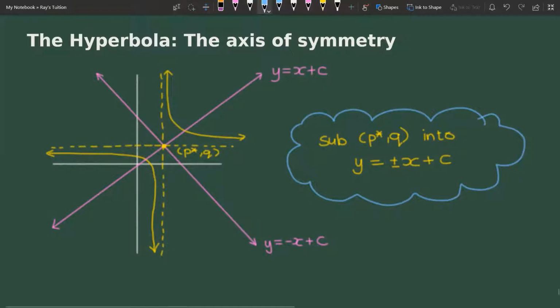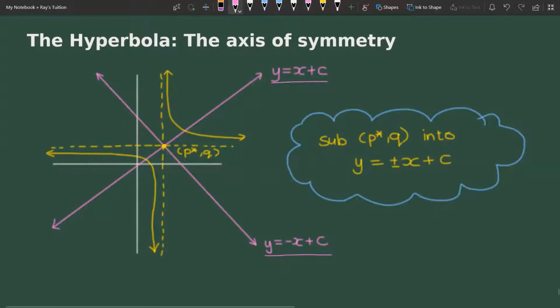If we have a look at this diagram over here, the yellow graph is our hyperbola, the white lines are our x and y axis, and the pink lines are our axis of symmetry. Now there's always two axes of symmetry. One is y is equal to x plus c, that is our positive axis of symmetry, and our other one is y is equal to negative x plus c, and that is our negative axis of symmetry.